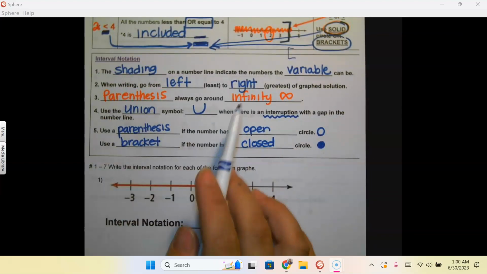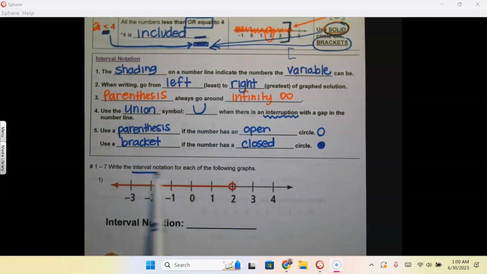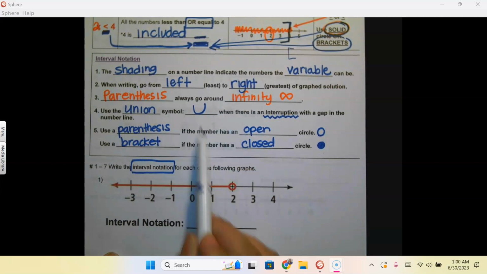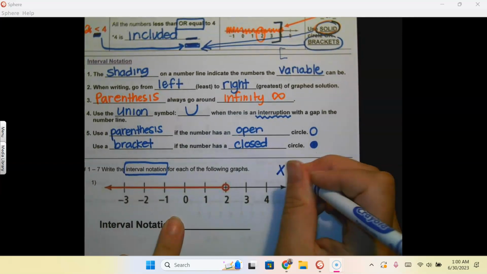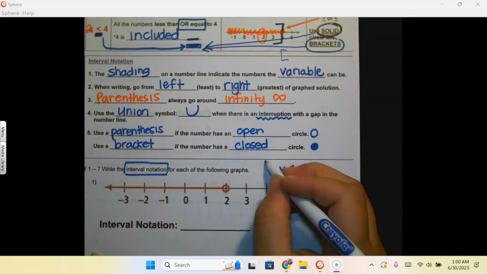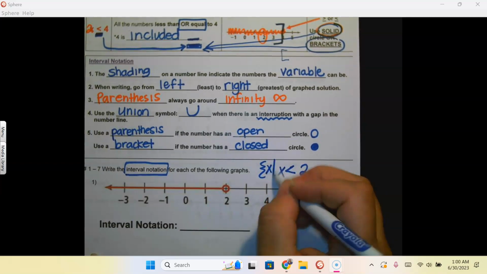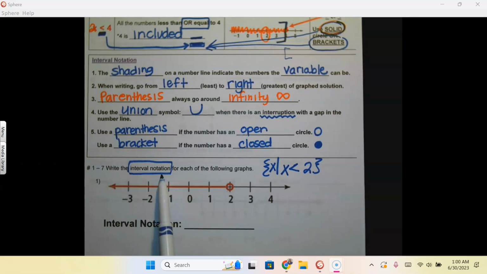So what we just took notes on here is if the problem says write the interval notation. So we just talked about how to do that. So the shading shows where all the answers are. So interval notation uses a comma, parentheses, bracket, numbers, infinity symbol to write this solution. So instead of saying x is less than 2, which would be how to write it in set builder notation, it doesn't want that. It asks us to write it in interval notation here.